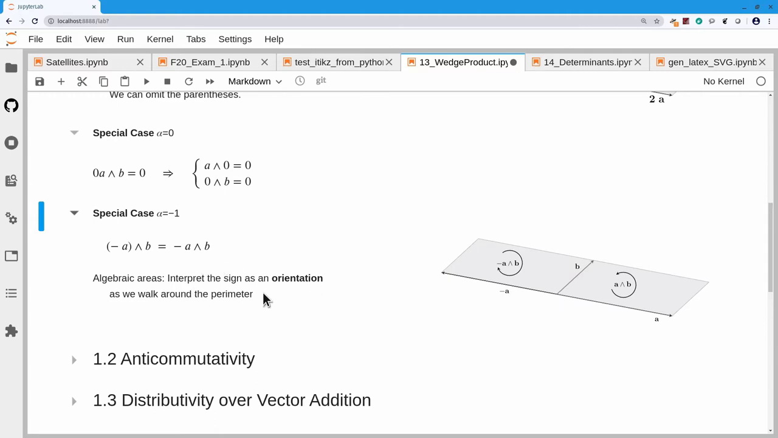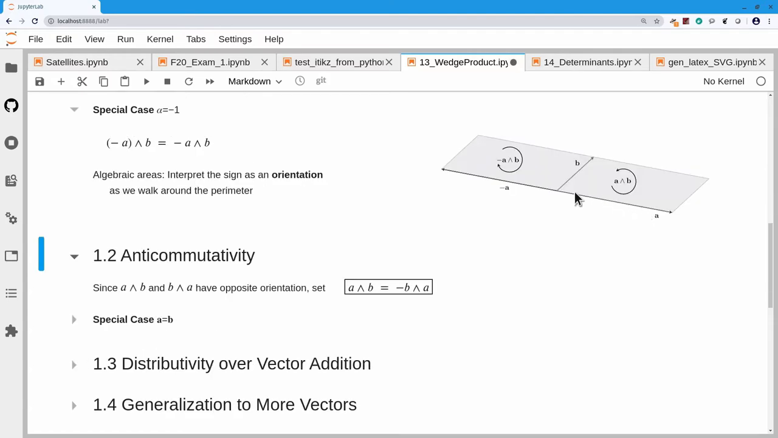So how should we interpret that minus sign? Well, the way that's going to work nicely is to simply talk about the orientation as we walk around the perimeter. In A wedge B, what we'll say is we'll first walk along the A vector, and then along the B vector, and then complete the circuit, keeping the area on our left. That's going to be a plus sign. Similarly, if I first walk around that perimeter by walking along the minus A vector followed by the B vector, I keep the area to my right. That's going to be the clockwise orientation. It's going to be a minus sign. So clockwise is going to be a minus sign. Counterclockwise is going to be a plus sign.